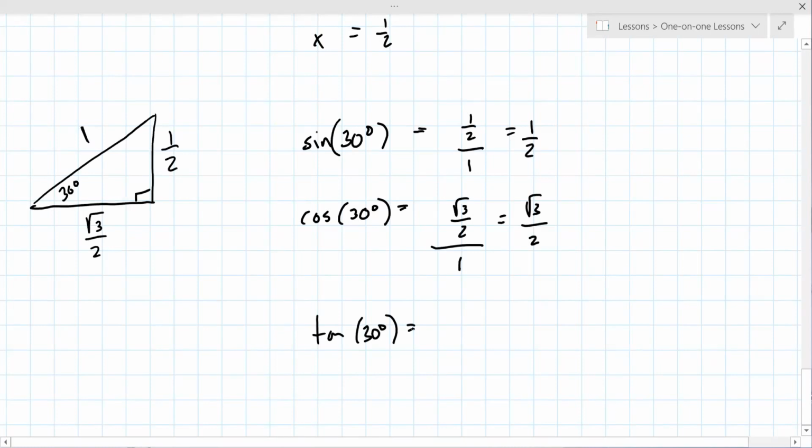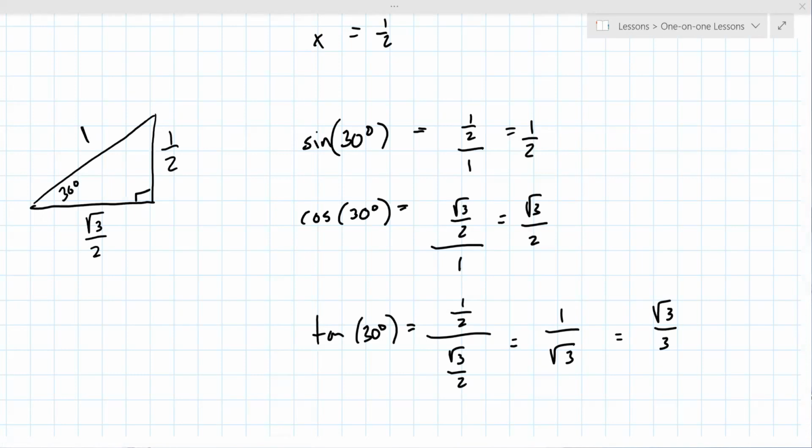Tangent is adjacent over... it's opposite over adjacent, right? Okay, yeah. Sorry, that's the only way I can remember it. So it's 1/2 over root 3 over 2, which makes no sense. Can we multiply both sides by 2? Did you get 1 over root 3 for tangent? Yes, because we can cancel those out. Of course, yes. 1 over root 3.